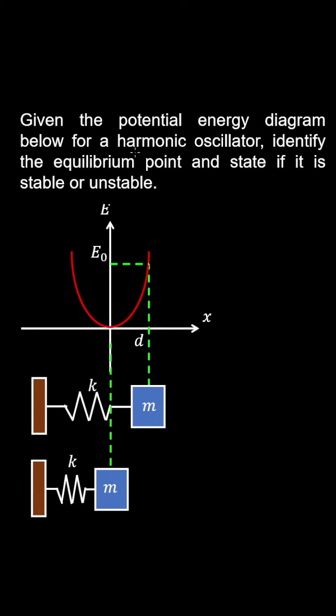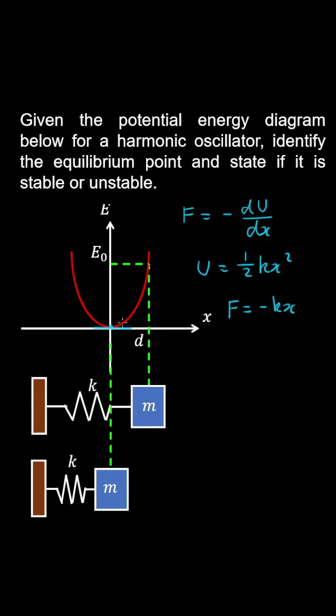Given the potential energy diagram below for the harmonic oscillator, identify the equilibrium point and state whether it is stable or unstable. Well, recall that the force in the spring is equal to minus the change in potential energy. So when the slope of the tangent to the potential energy curve is 0, which is at this point, that's where the equilibrium point is. So recall that the potential energy stored in the spring is 1/2 kx squared, and therefore the force is equal to minus the derivative of this function with respect to x, so that will be minus kx.